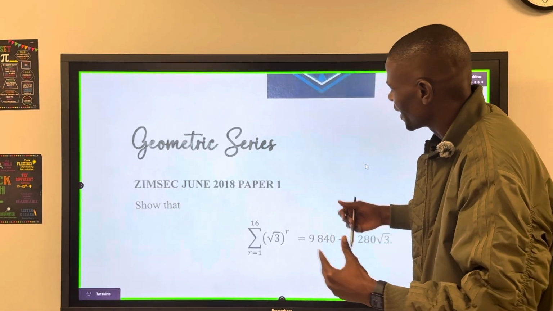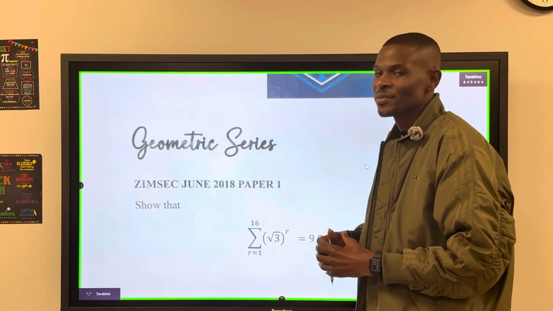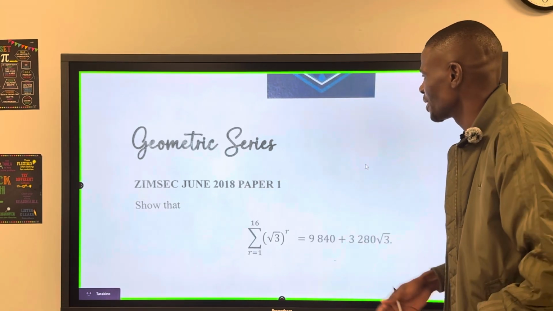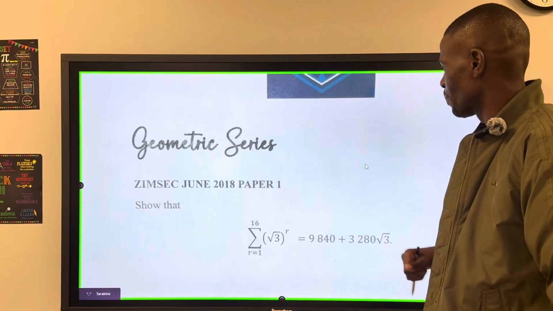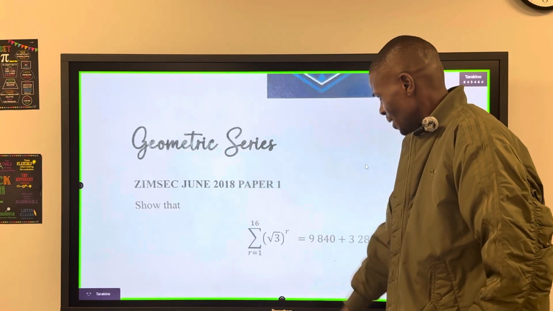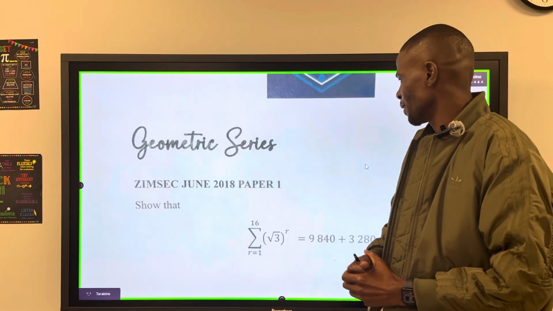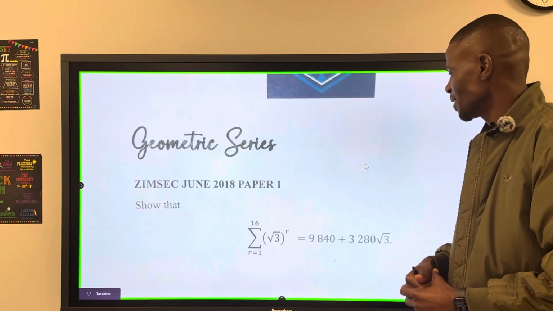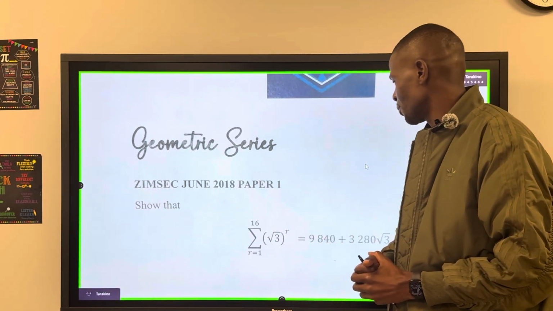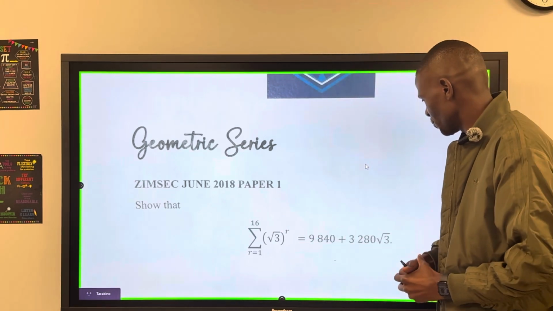I believe we are getting better in terms of solving geometric series problems. Okay, so we have a problem before us here. That's a ZIMSEC June 2018 Paper 1. Show that the summation from r equals 1 up to 16 of this is equal to that.